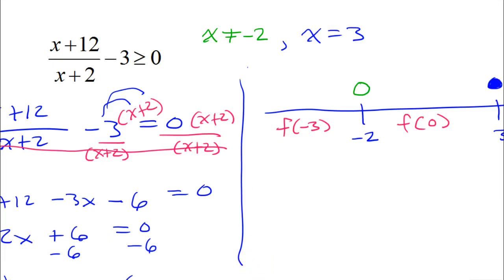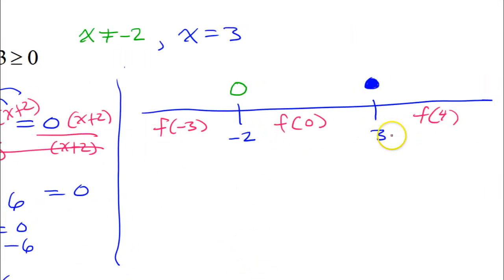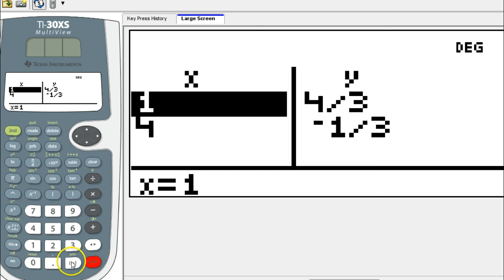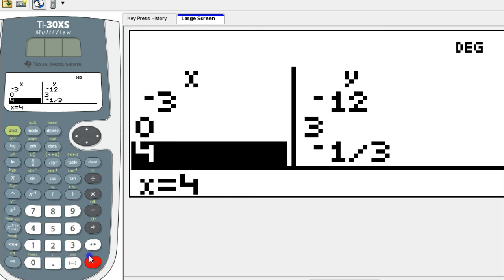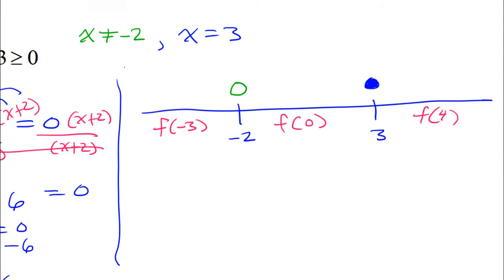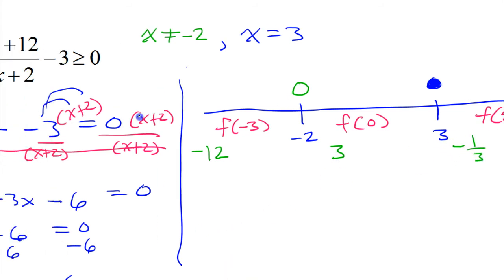So I want to evaluate the function at -3, 0, and 4. So that's -12, 3, and -1/3. In each case, I'm trying to figure out if the function is greater than or equal to 0. So is this greater than or equal to 0? How about this? How about this?